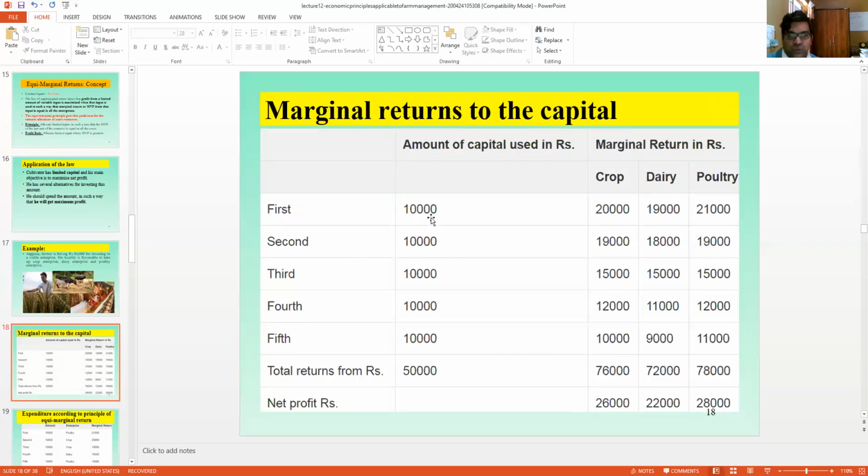And suppose if he uses in all the stages his entire scarce resource, that is the amount of 50,000 rupees, in dairy, then he'll be getting net profit or maximum profit, whatever you call it, 22,000 rupees. In the case of poultry, the farmer can get 28,000 rupees. So now, how can the farmer use his money so that he can get maximum profit?